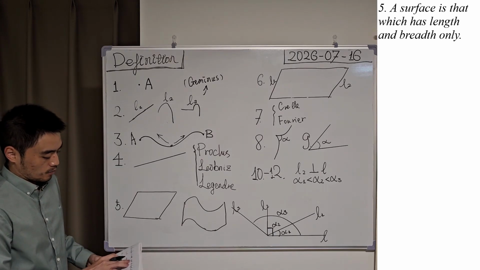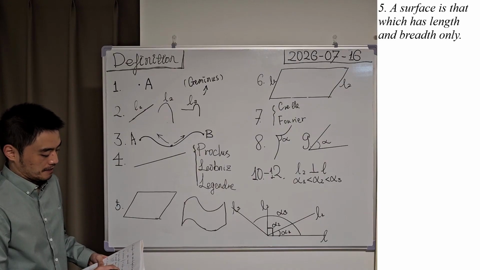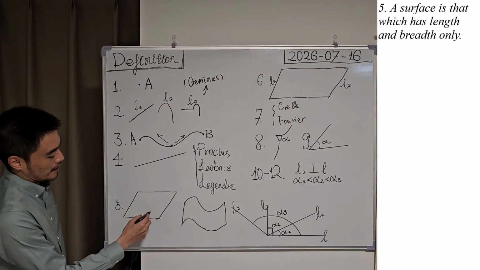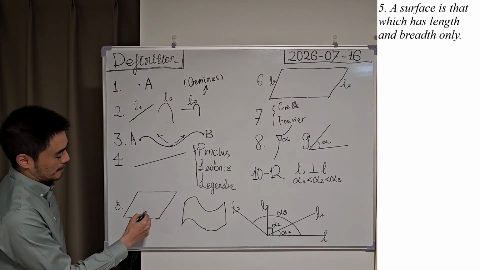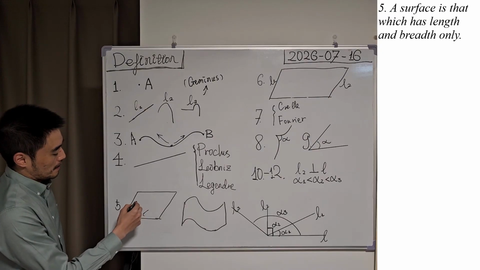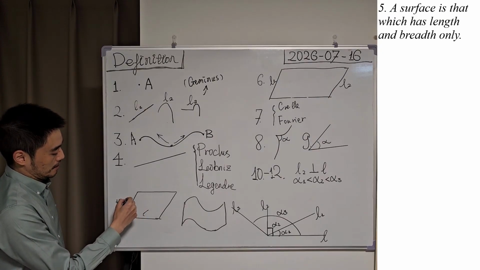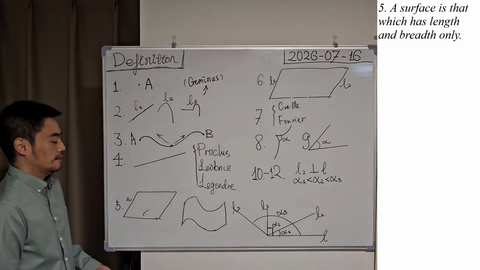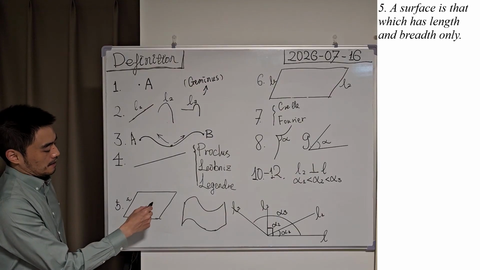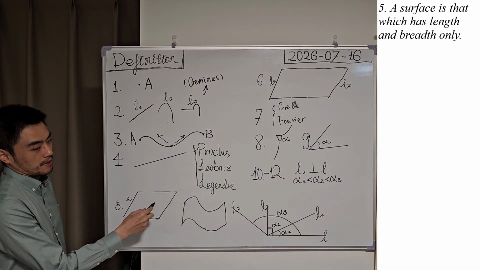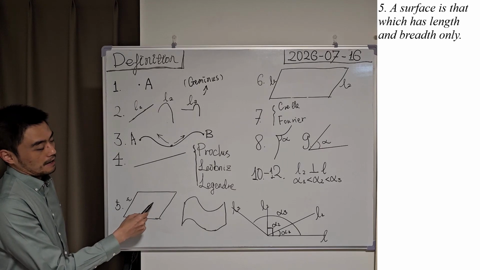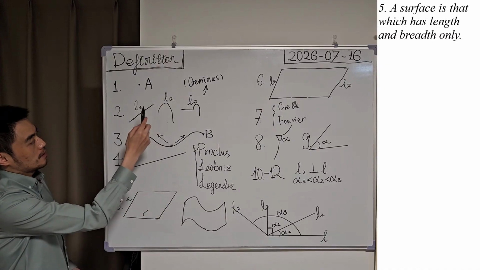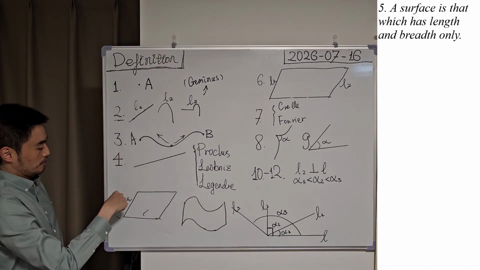So a surface is that which has length and breadth only. So let's assume this is a surface. It can have a length L and a breadth, let's say W, but it has no height. So a surface can have a specific area, but it can never have volume. It is pretty similar to definition 2 here, definition 5 and 2.